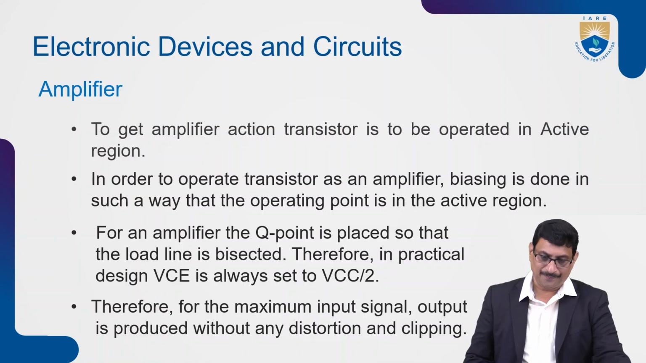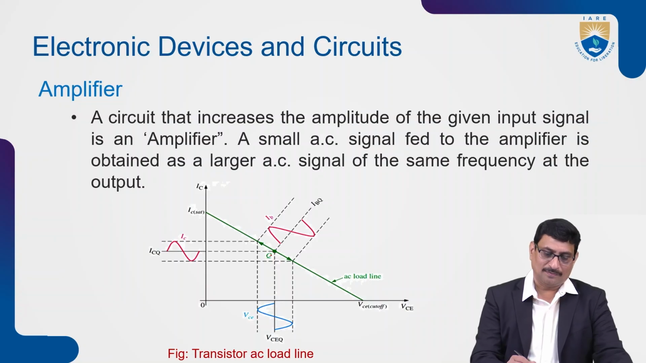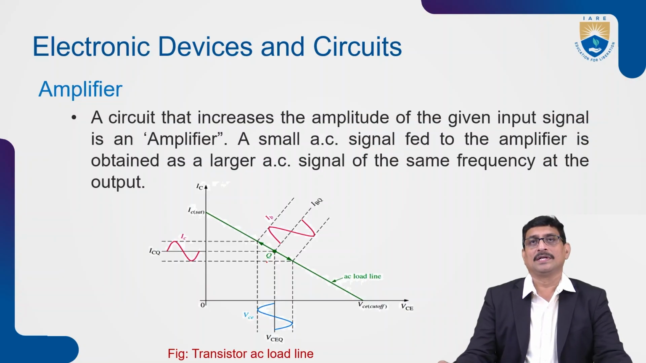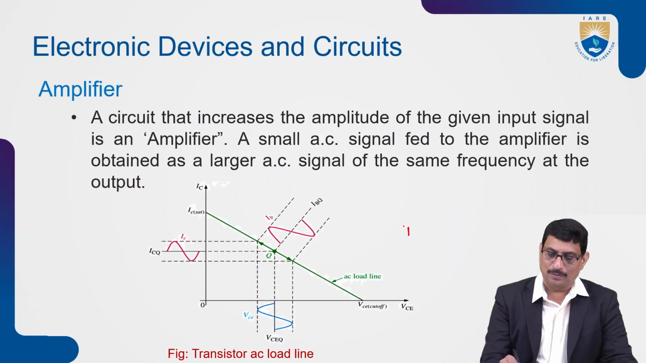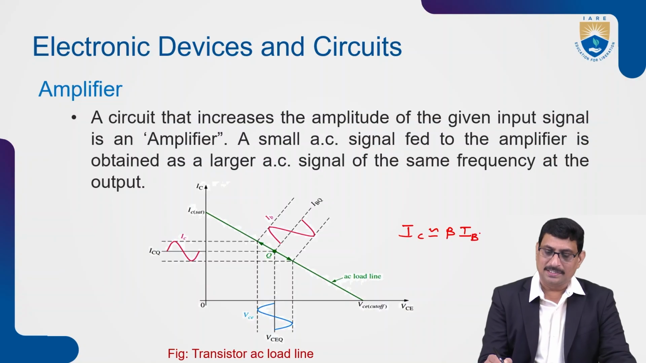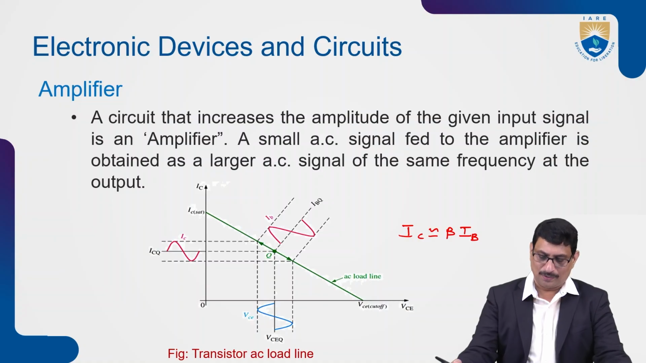we get faithful amplification at the output. Now here is a transistor AC load line where the operating point is chosen at the middle of the load line, and where we apply the input. By applying an input AC signal, the IB current increases. As IB current increases, because of the transistor action, IC is approximately equal to beta times IB. Therefore, IC current increases to a large extent, and the output AC signal appears with a larger amplitude.